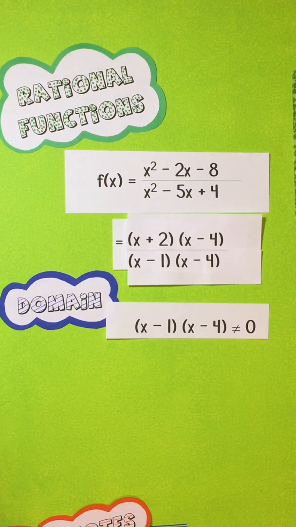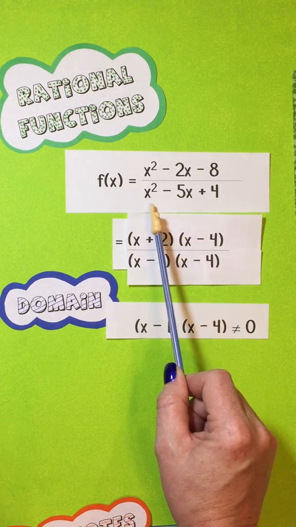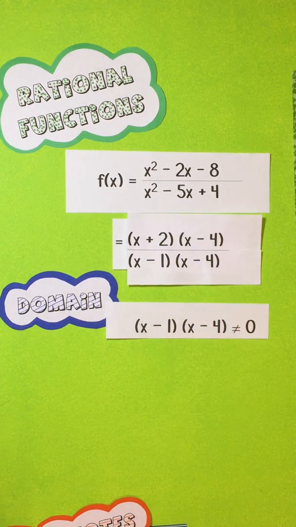The problem with a fraction and having x in the denominator is that sometimes the values we plug in here for x will make the denominator a 0. Why is that important? Because we cannot divide by 0. Anytime we divide something by 0, it is undefined.